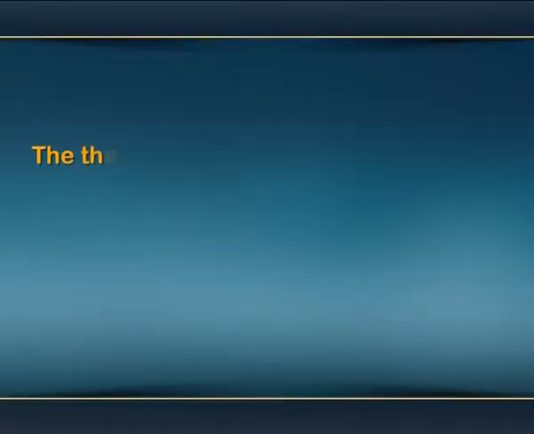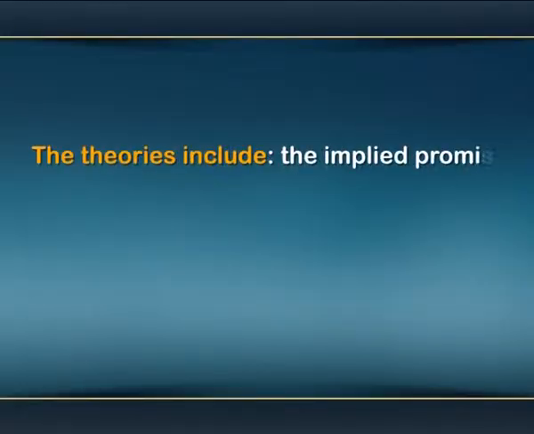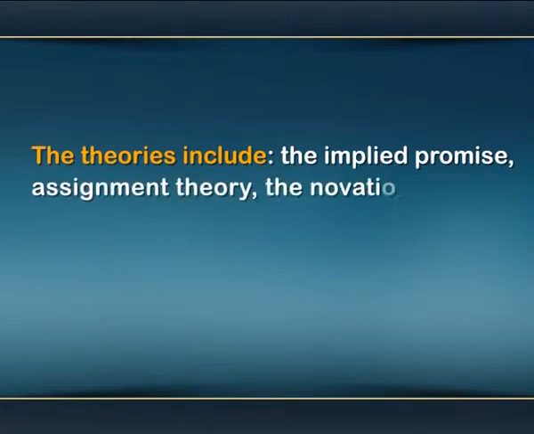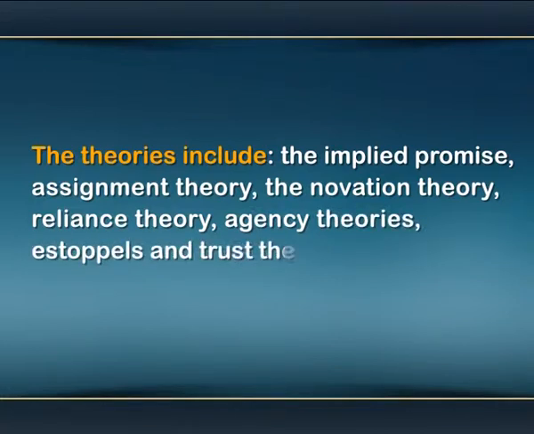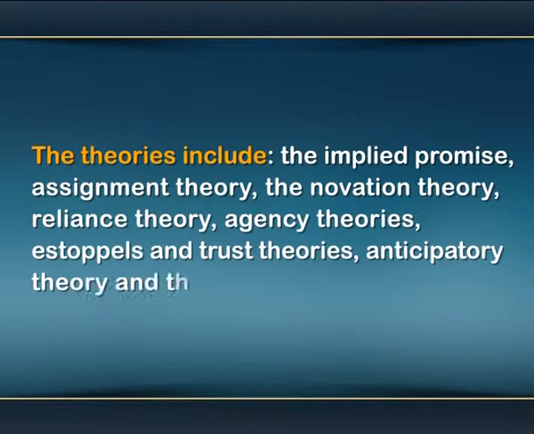Legal basis. Legal writers have failed to satisfactorily reconcile the bank's undertaking with any contractual analysis. The theories include the implied promise, assignment theory, the novation theory, reliance theory, agency theories, estoppel and trust theories, anticipatory theory, and the guarantee theory. Although documentary credits are enforceable once communicated to the beneficiary, it is difficult to show any consideration given by the beneficiary to the banker prior to the tender of documents.